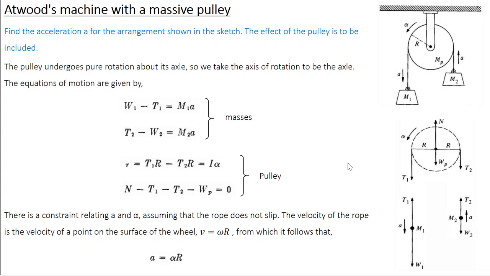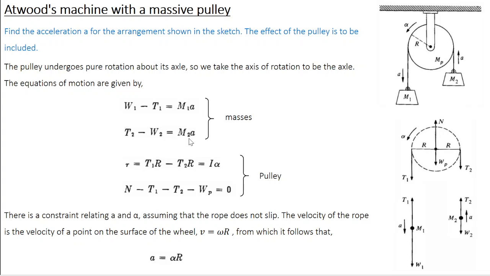Now let's write down the equation of motion for both the masses as well as the pulley. For m1, I can write T1 minus W1 equal to mass into acceleration, which is minus m1 into A, since A is in the downward direction. If you multiply both the left and right hand sides by minus 1, you get W1 minus T1 equal to m1A. For m2, T2 minus W2 equal to m2A.